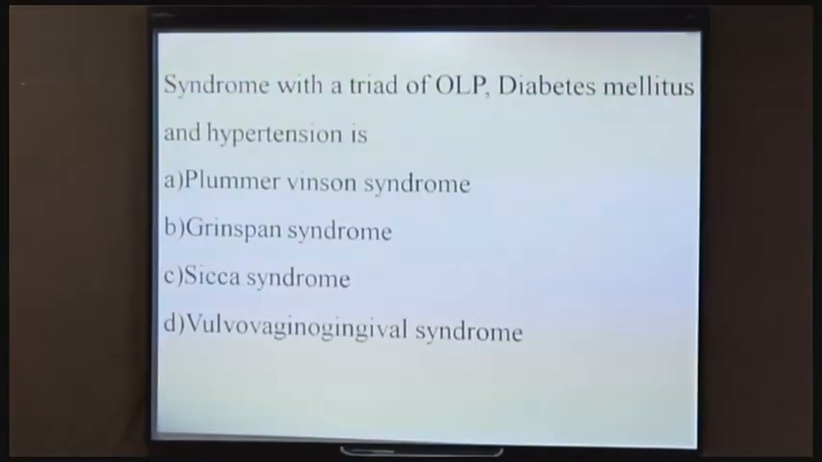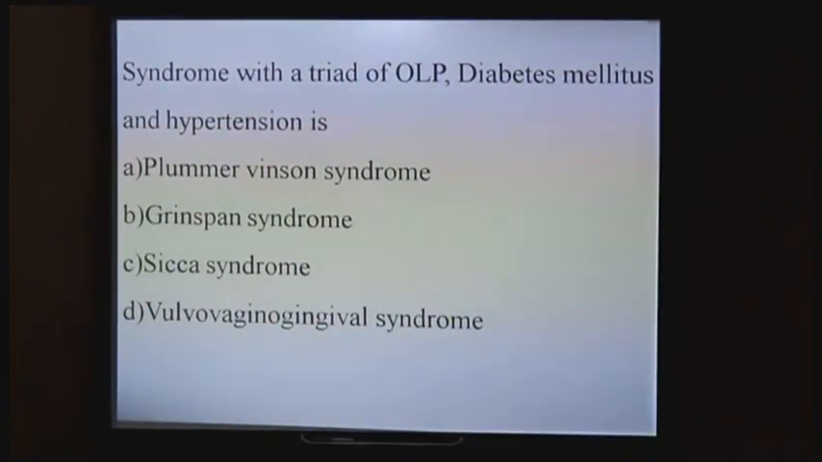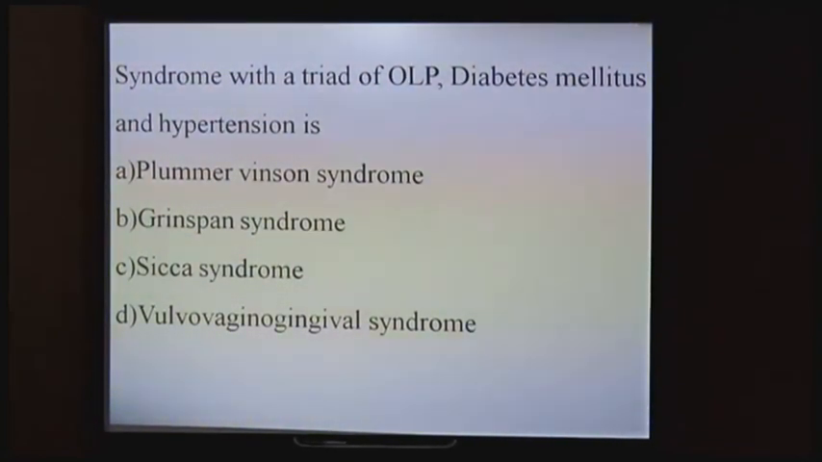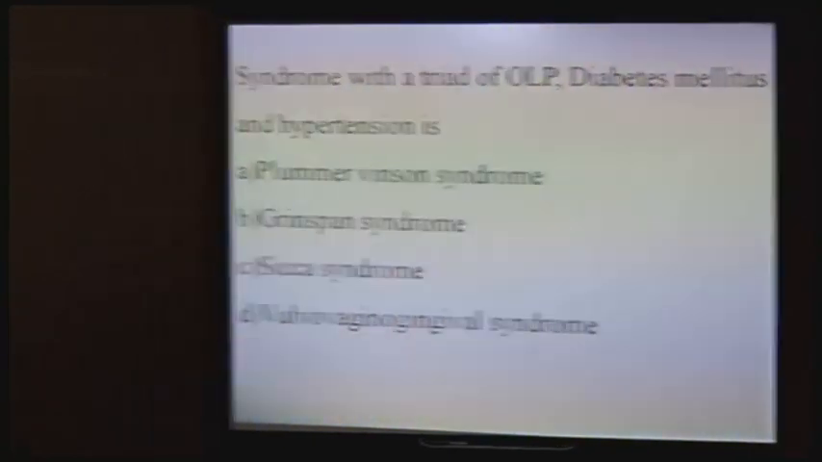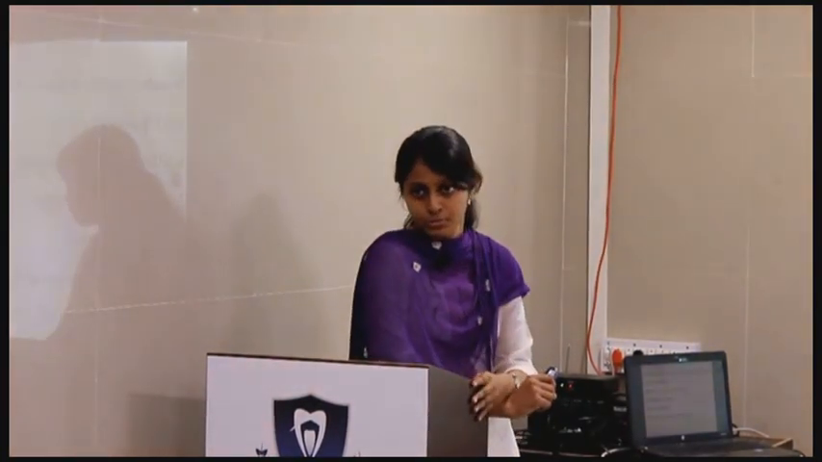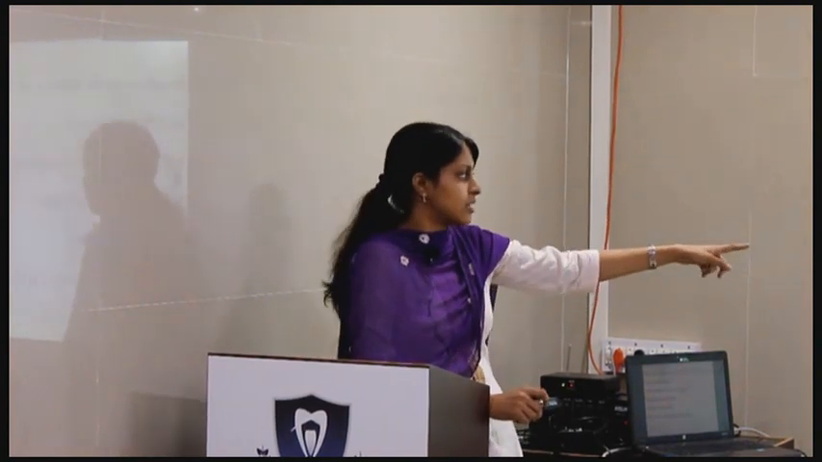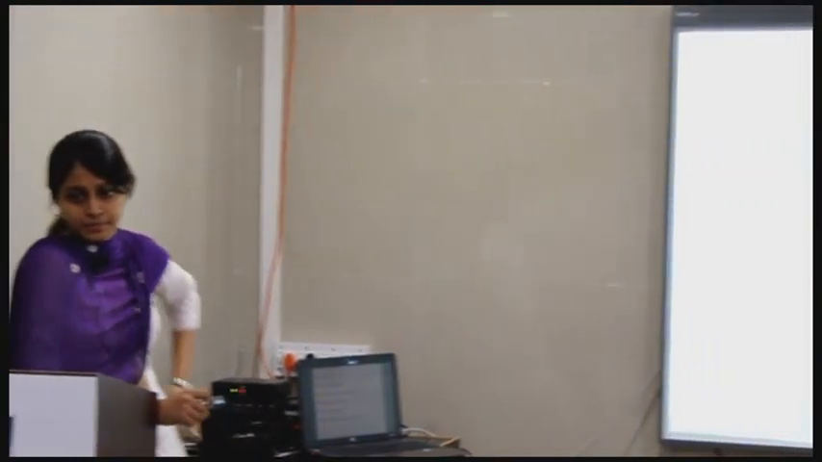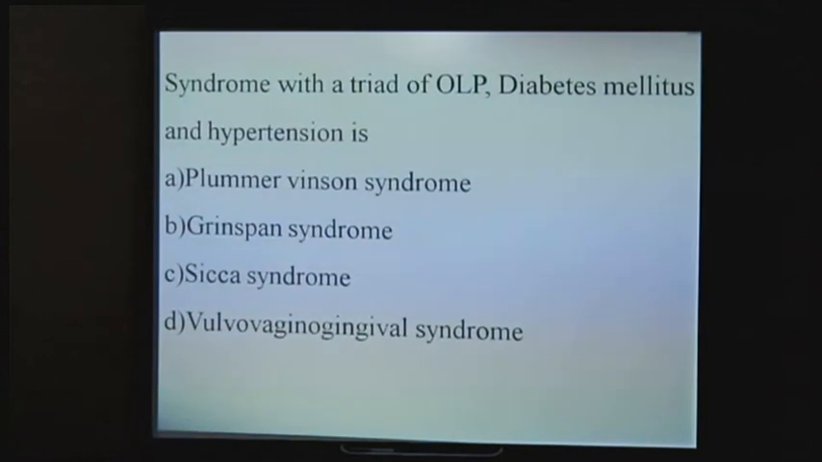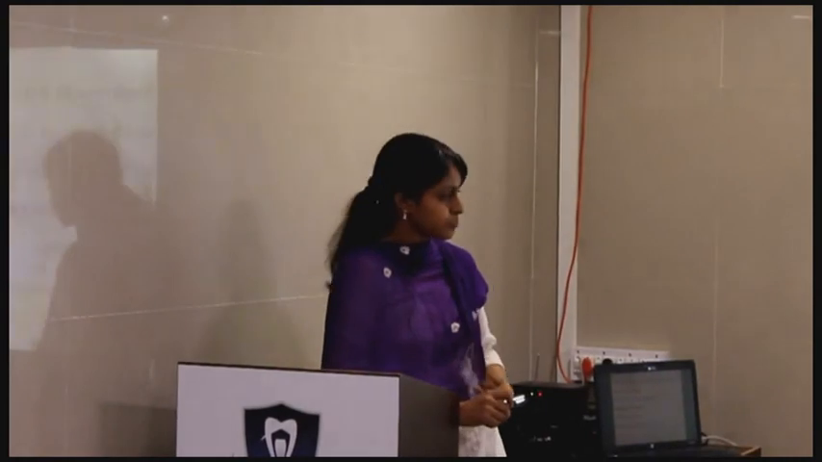Syndrome with the triad of oral lichen planus, diabetes mellitus and hypertension. Grinspan. Plummer-Vinson syndrome, iron deficiency anemia. Sicca syndrome, Sjogren syndrome without the autoimmune disease. Vulvovaginal-gingival syndrome, that comes along with lichen planus. Lichen planus along with lesions in the vagina, vulva and the gingiva. It's one of the syndromes affecting along with the lichen planus. Lichen planus can be associated with syndromes along with Grinspan syndrome.